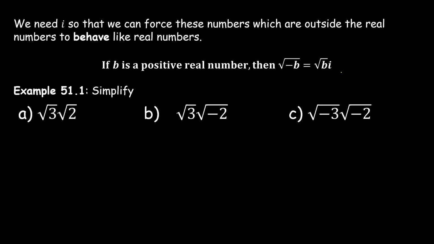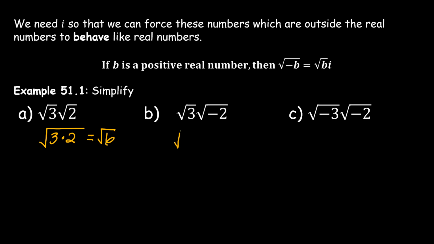So we know that if you have something like the square root of 3 times the square root of 2, that's the same thing as the square root of 3 times 2, which is the square root of 6. But if you have the square root of 3 times the square root of negative 2, that does not equal the square root of negative 6. So you can't take this number that up to this point we're saying is meaningless and treat it like it's a real number, because it's not.